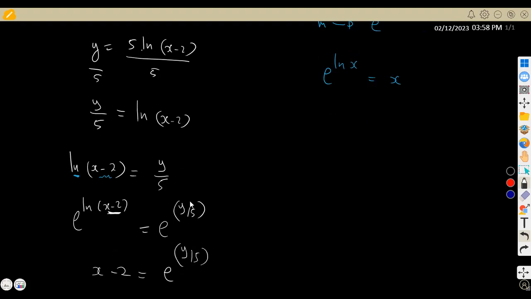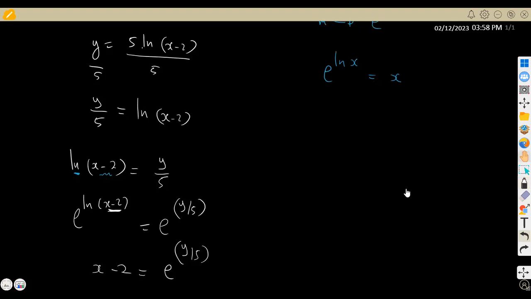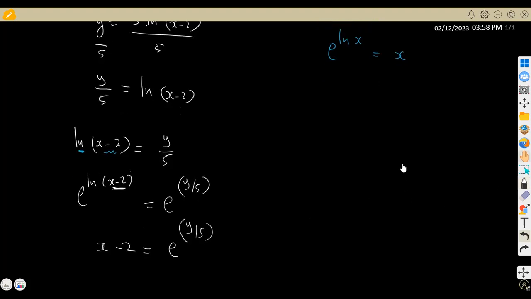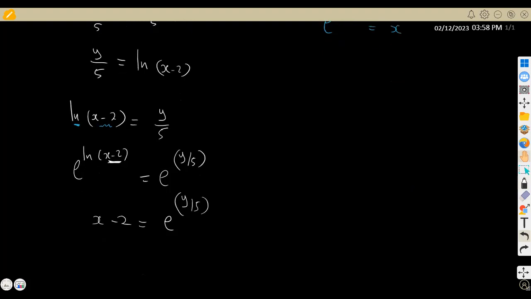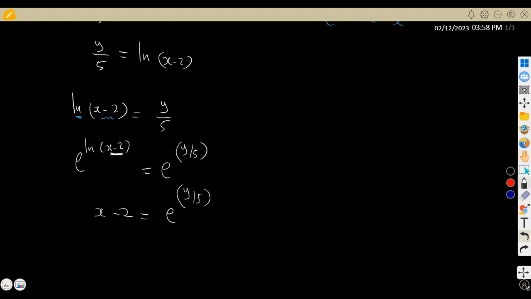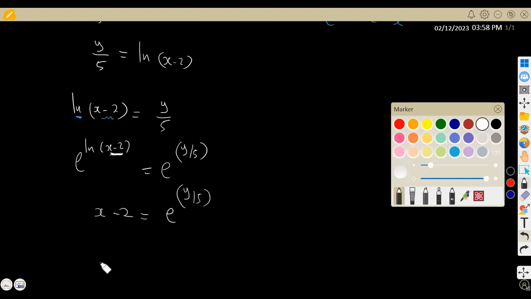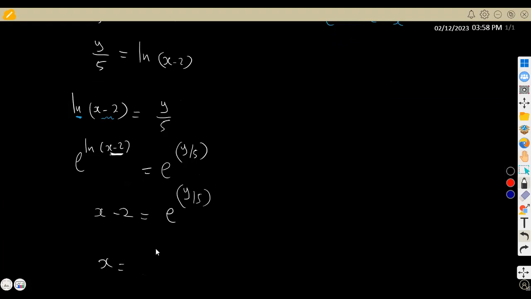So remember, the purpose is to make x the subject. So what is limiting now? There is a minus 2, which is affecting this part. So how are you going to do? You just have to transpose, okay? Transpose minus 2 to the other side of the equation. It was minus 2, so it's going to be plus. So it's 2 plus e to the exponent of y over 5.